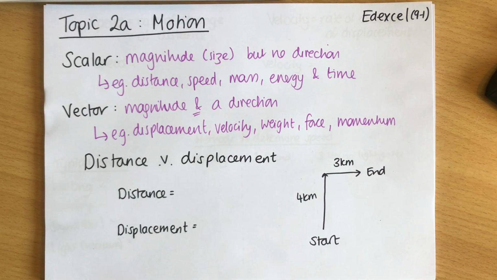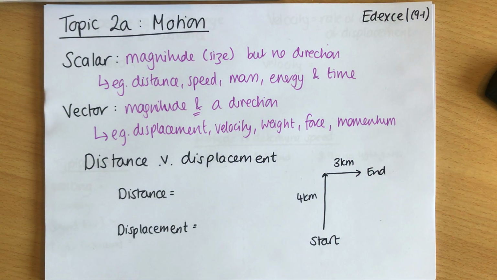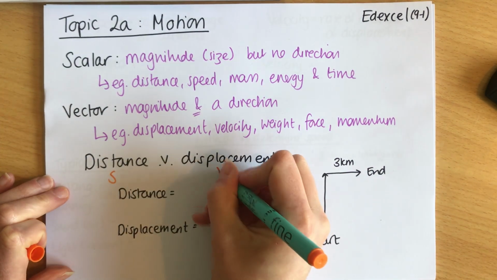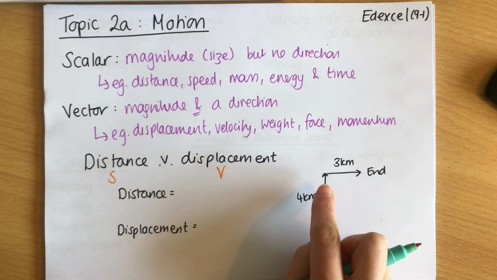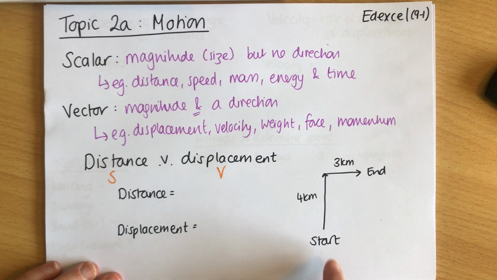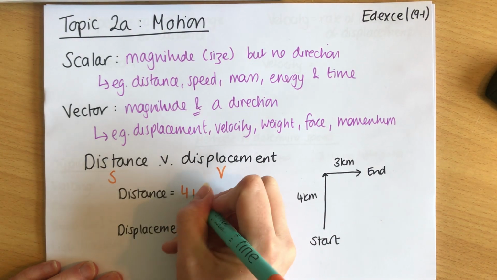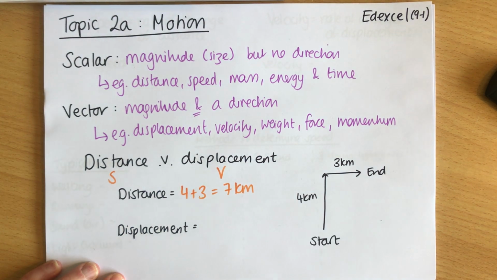So we're going to focus now on distance and displacement. Quite a standard kind of pairing. Distance is the scalar and displacement is the vector. Now imagine that I've walked this journey. I've travelled 4 kilometres to the north and then 3 kilometres east. The distance that I've travelled is the total length that I've walked. So I'd have travelled 4 plus 3, which is 7 kilometres in total.